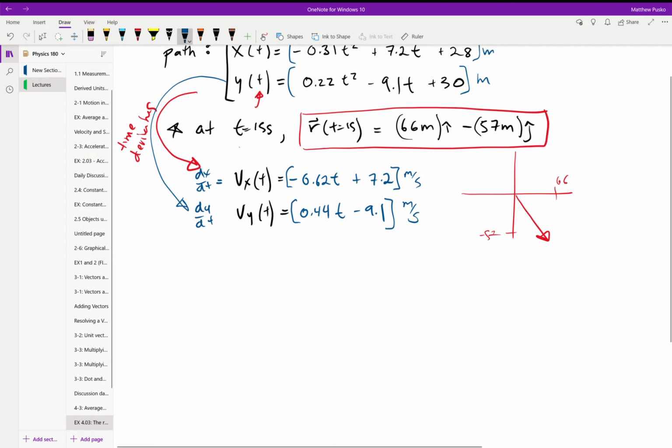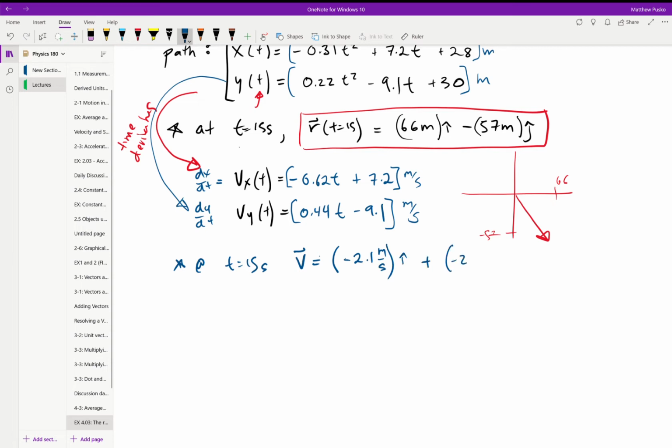We can then evaluate that just like we did the position at some time, let's say 15 seconds. We're continuing the problem, and we get a velocity vector now, where we take the x component and put it next to the i, and we take the y component and put it next to the j. If you have a z component, you would put it next to the k. What we got in our previous problem, if you don't remember, go take a look, is negative 2.1 meters per second in the i direction, plus a negative 2.5 meters per second in the j direction.